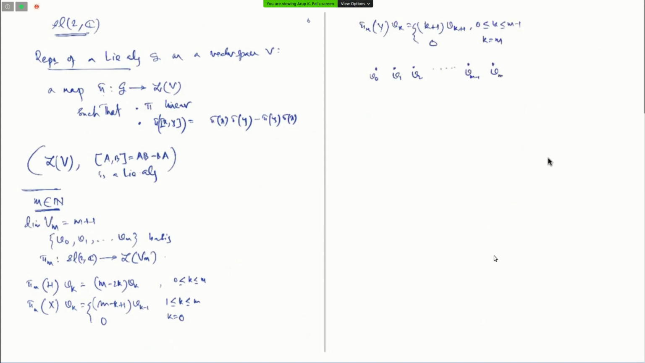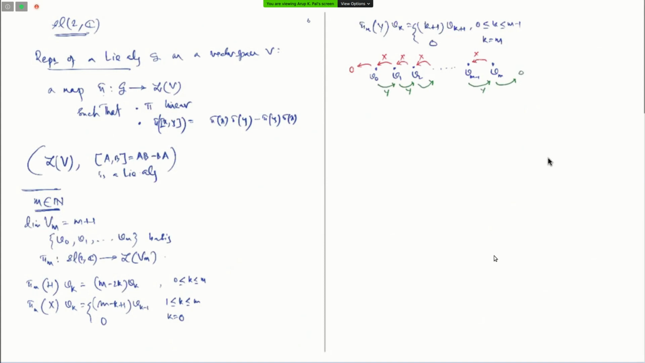So now what is x doing to this? X is doing left shift. Right, x is bringing each one to the previous one, and then this one is being taken to 0. And what is y doing? Y is doing right shift. There's some coefficient, but other than that, it's this. And each vi is an eigenvector for h.